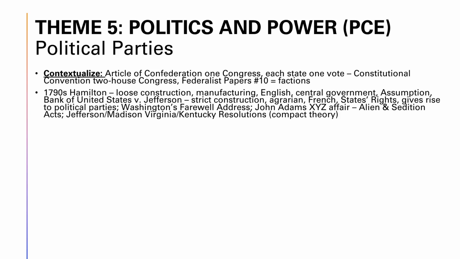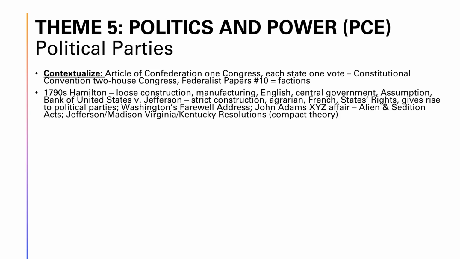This put him in opposition with Thomas Jefferson, who believes in a strict interpretation of the Constitution. He's agrarian, or farming rights. He's pro-France, pro-French. He's a states' rights guy. This is what clashes and gives rise to political parties. These two men cannot play nice. In George Washington's farewell address, he tries to warn the country about political parties, why political parties are not what an American should be.